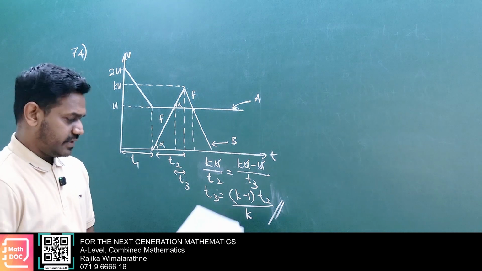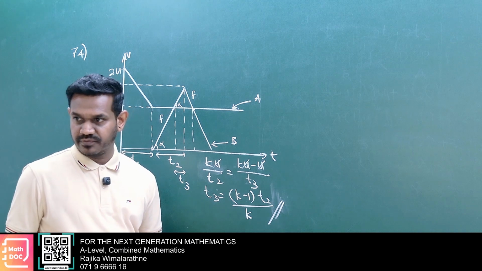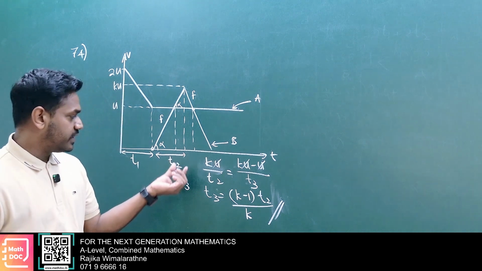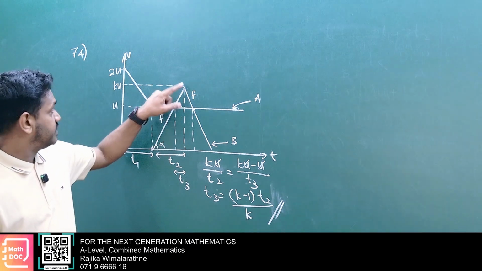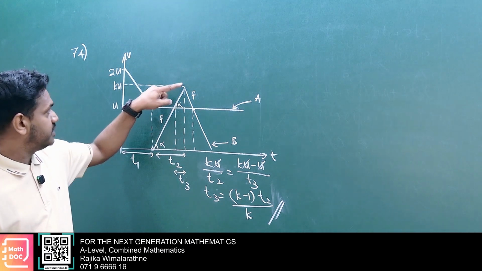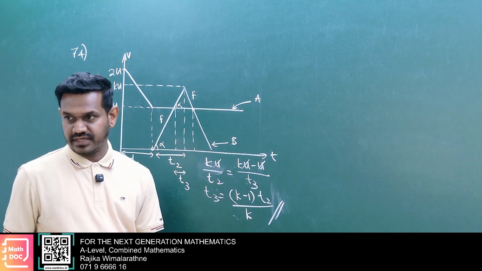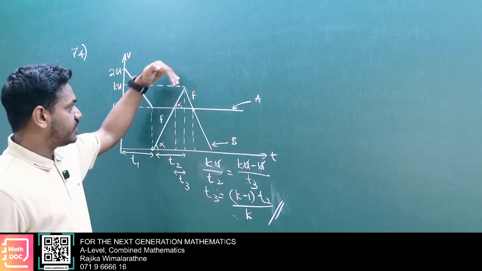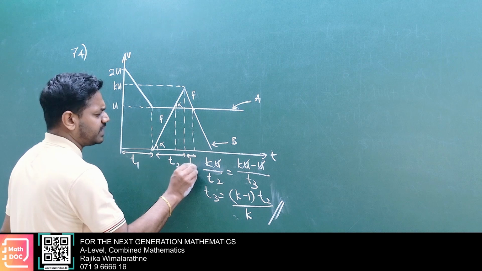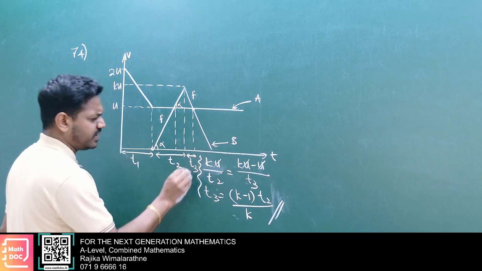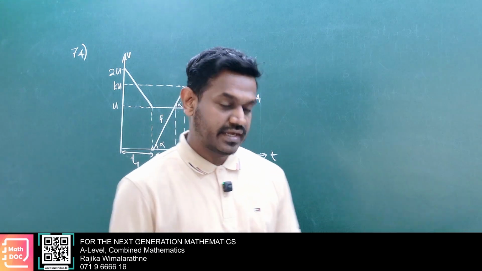So in this answer we have T1, T2 mentioned, so no need to worry about that. We only need to find the T3 time. When you consider this triangle, ku divided by T2 equals ku minus u divided by T3. By that, find the T3 value. Then acceleration F, retardation F, so the same T3 value here. Then here also we have to find B not to overtake A.